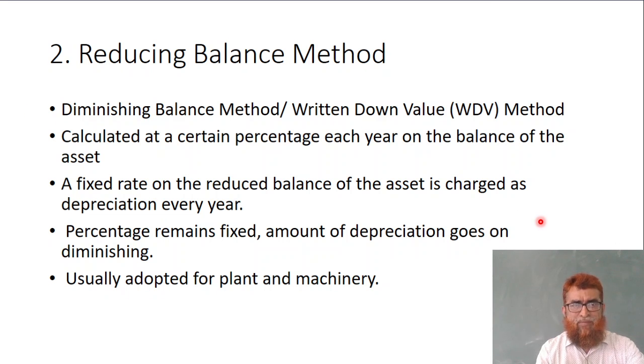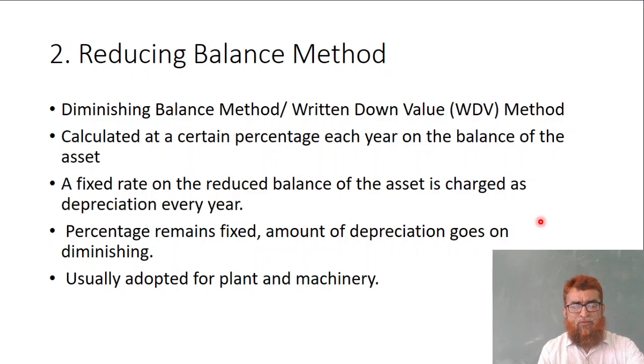Second method is reducing balance method. This is also called diminishing balance method, because the amount of depreciation diminishes or reduces or decreases year by year. This method can also be called by the name written down value method or WDV method. Calculation of depreciation is done at a certain percentage each year on the balance of the asset. Every year, at the beginning of every year, what is the balance? On that balance, depreciation is calculated at a certain percentage.